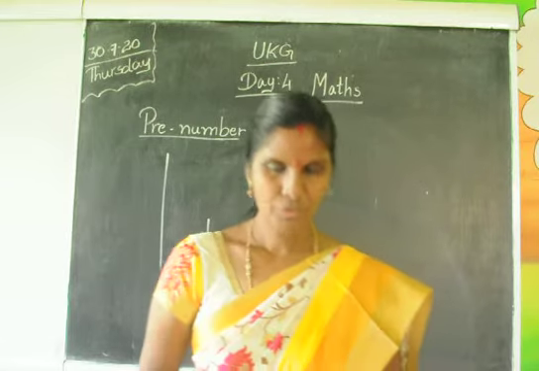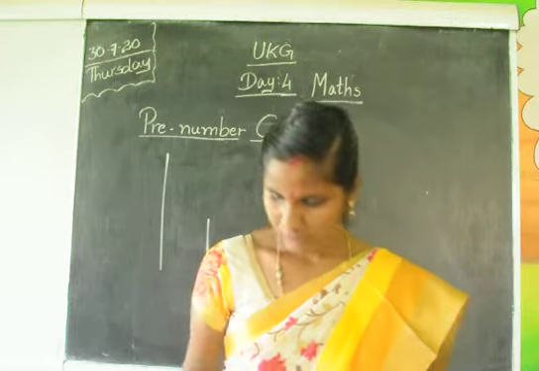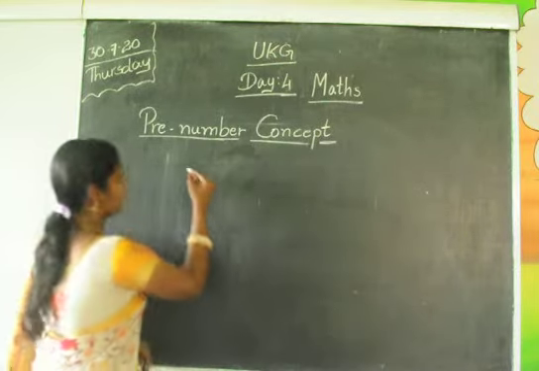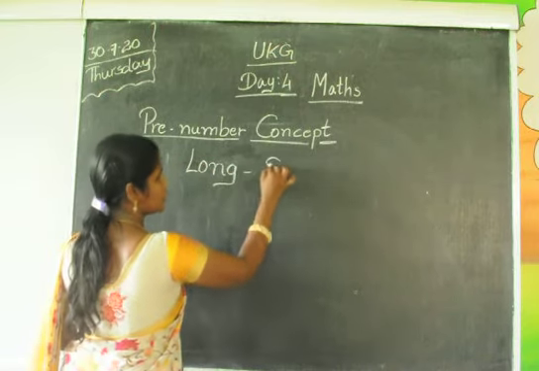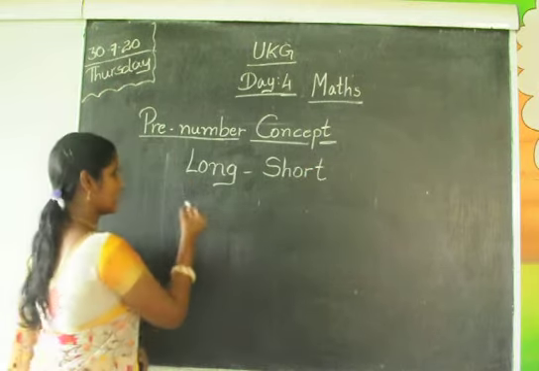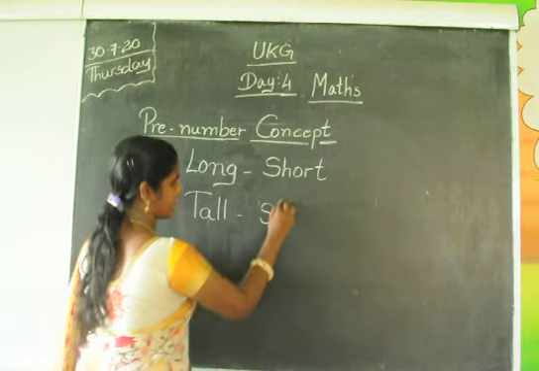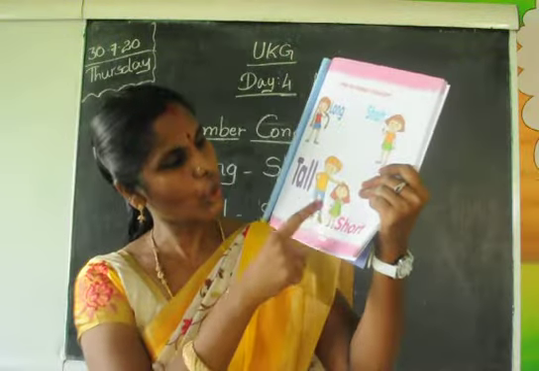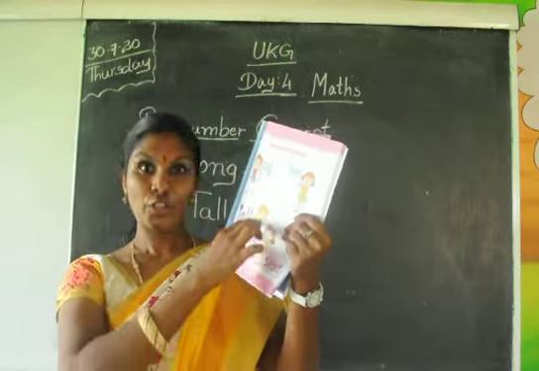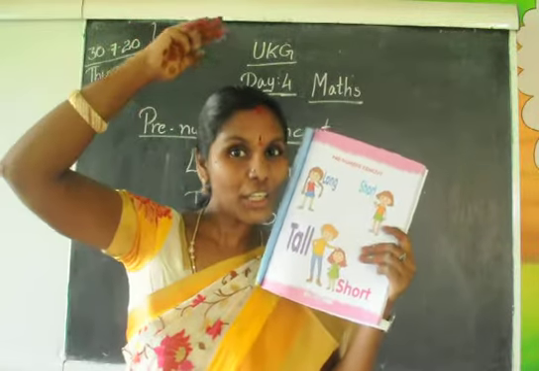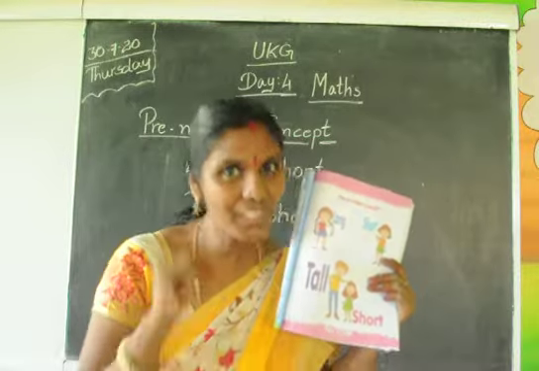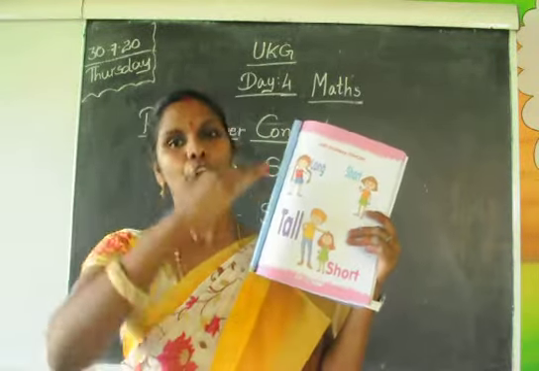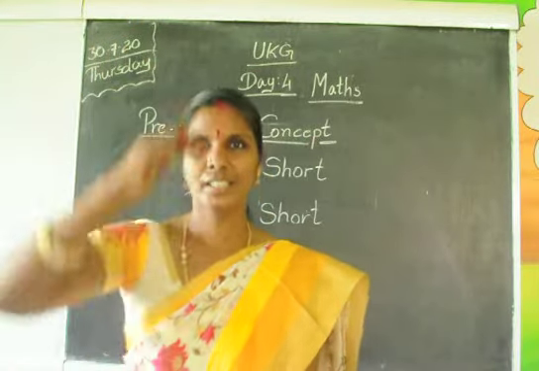Long one, short one. Next one, tall, short. Look at the textbook. Tall man, short man. Your father is tall, your mother is tall, and you are small, short. Say all of you: tall, short.